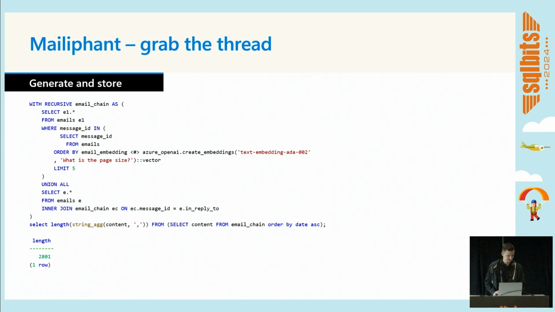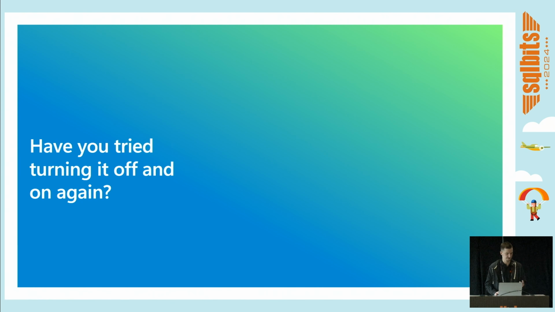So here is a bigger query. Most of this query is something that you have all seen before. Emails have replies, replies may have replies, so that's a recursive CTE listing a mailing list thread, but we added this search, so we may search for what is the page size, and we get 2,000 characters of response that we can feed to a machine learning model to make an answer from.